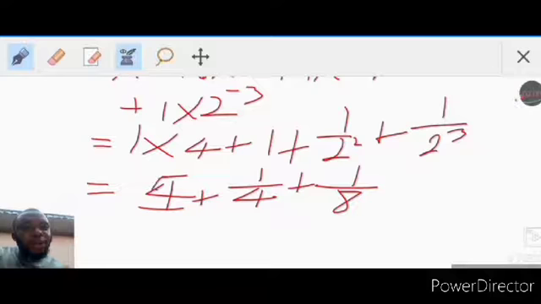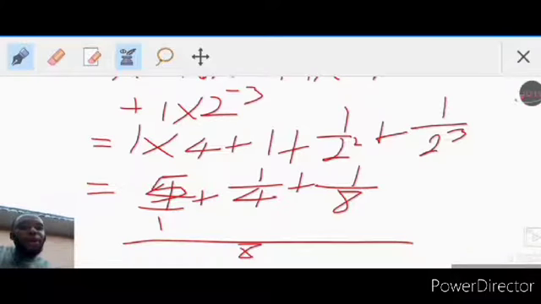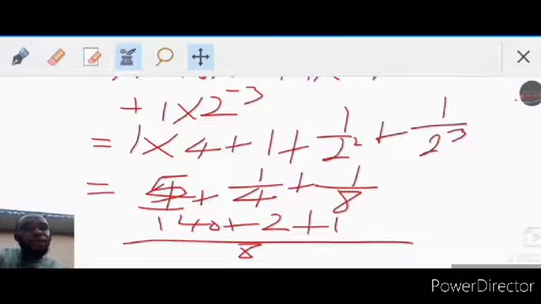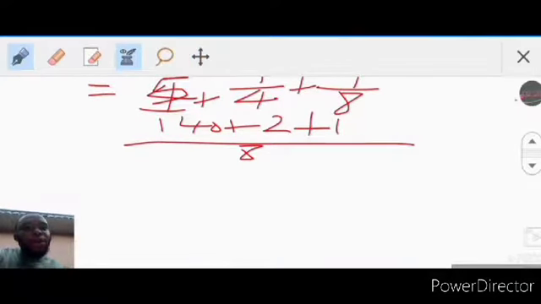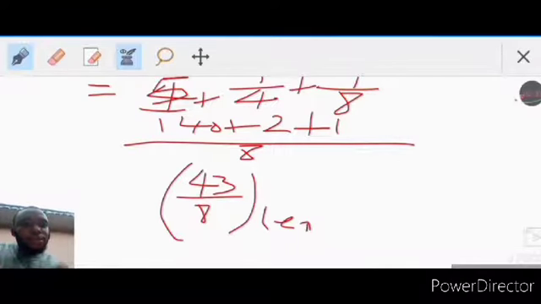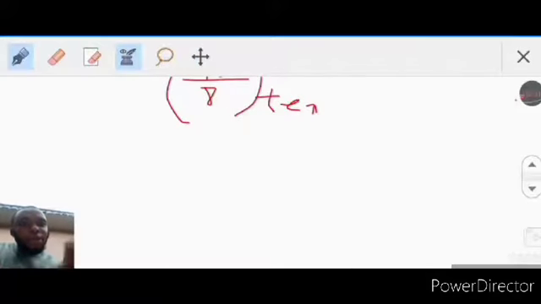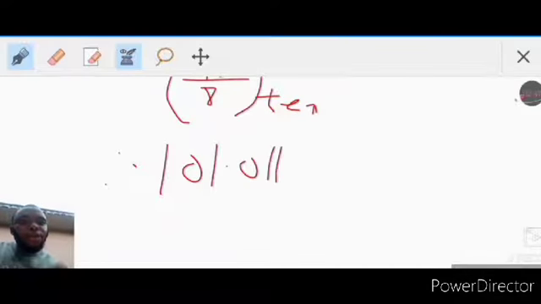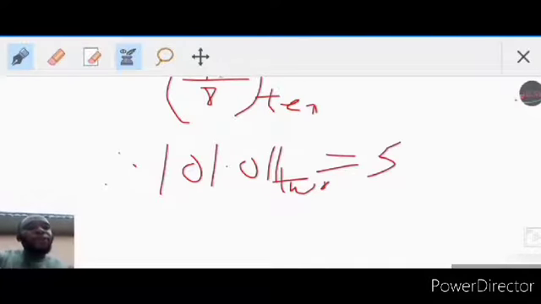We have 8, we have 40 plus 2 plus 1, which should now give us 43 divided by 8 to the base 10. So 101.011 base 2 equals 5.375 base 10. Look at the next example.